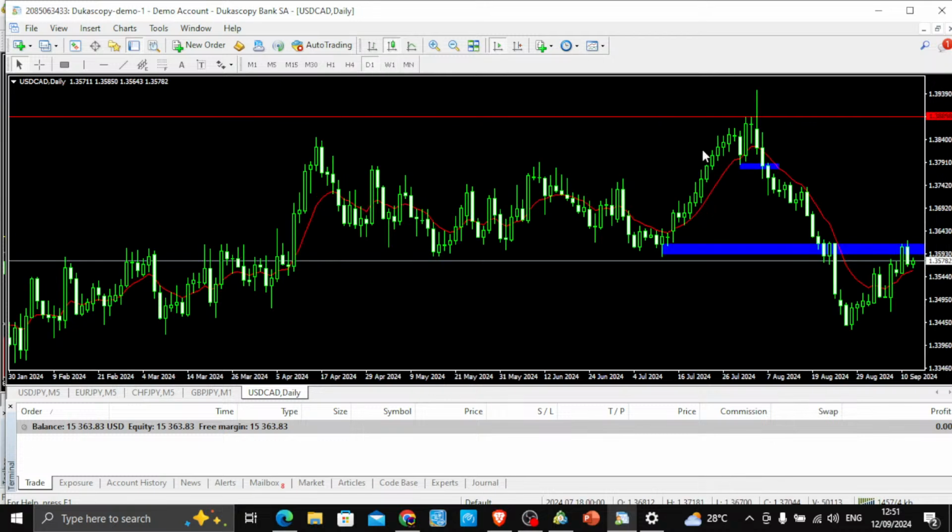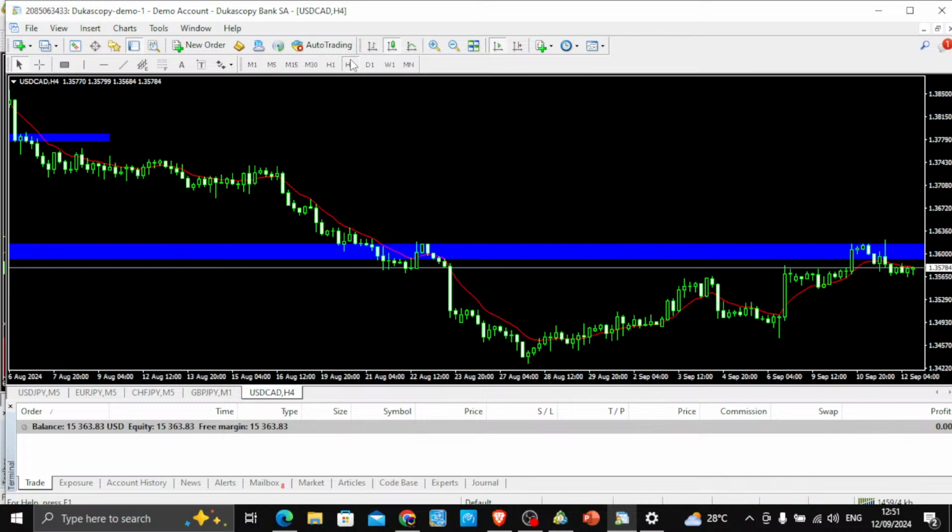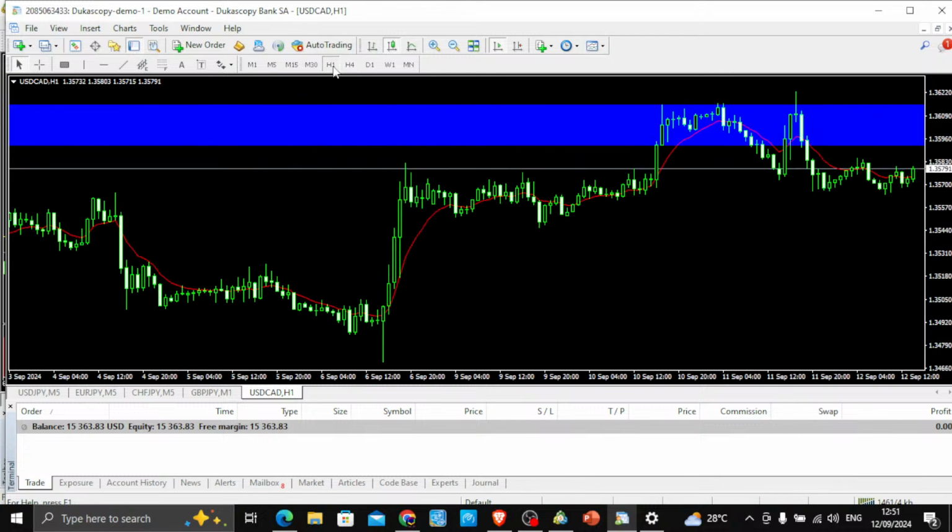Okay. Look at this formation. This formation is giving a bearish signal. We come back here again. It's moving on. I'm still seeing a bearish signal here. We go to 1 hour.